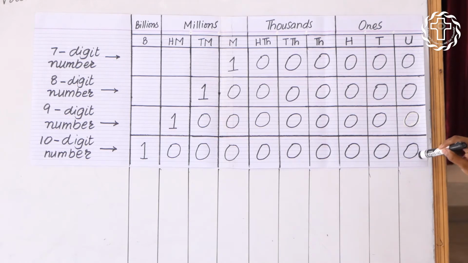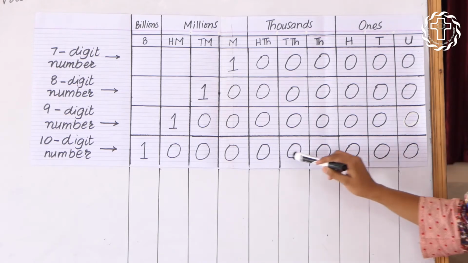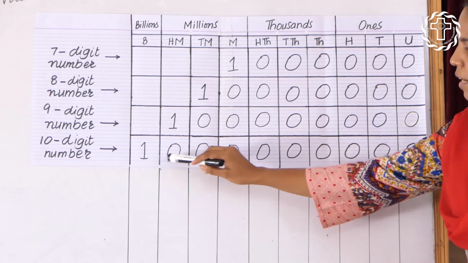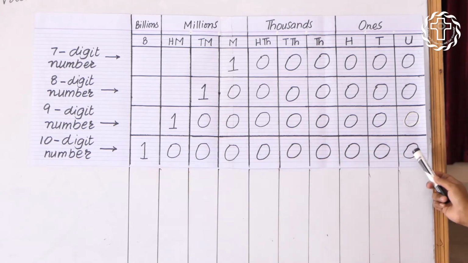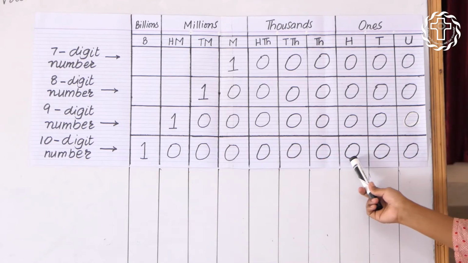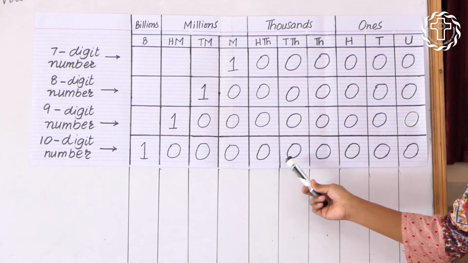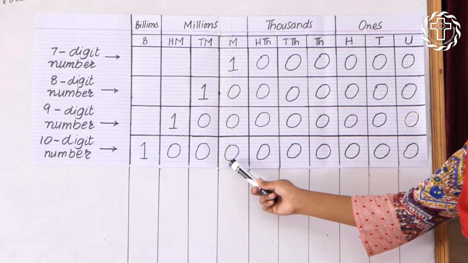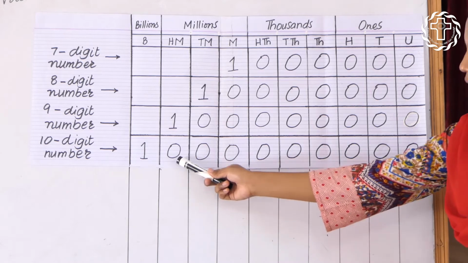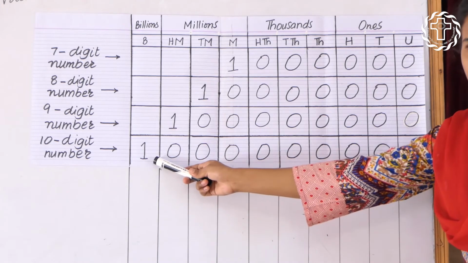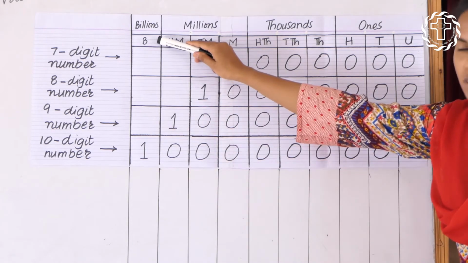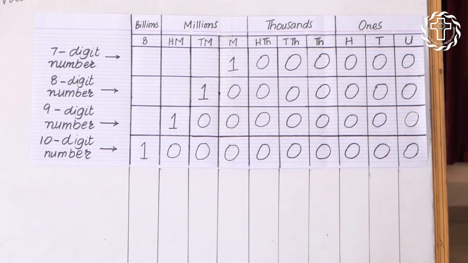Now, we will learn the 10-digit number. It has 10 digits: 1, 2, 3, 4, 5, 6, 7, 8, 9 and 10. Units, tens, hundreds, thousands, 10,000s, 100,000s, millions, 10 millions, 100 millions and billions. B stands for billions. Okay, let's take another example.